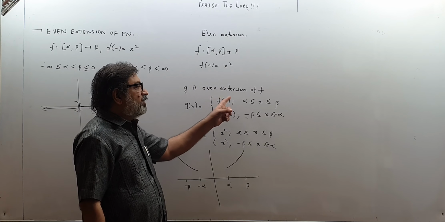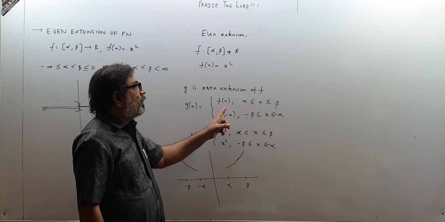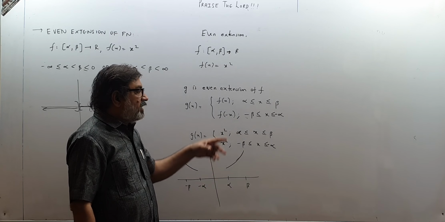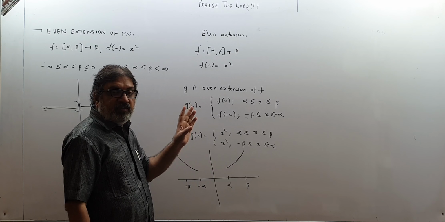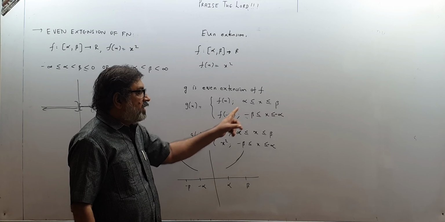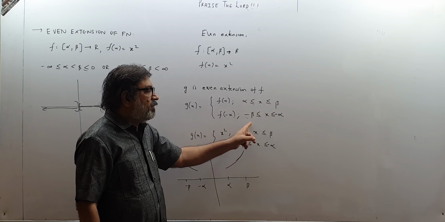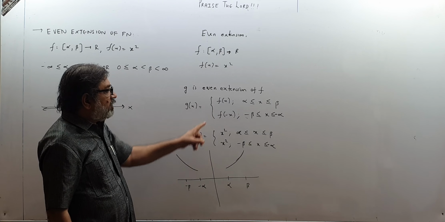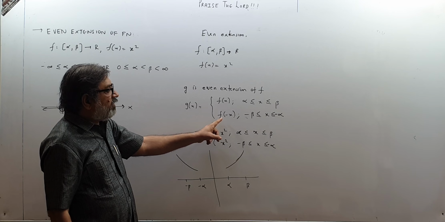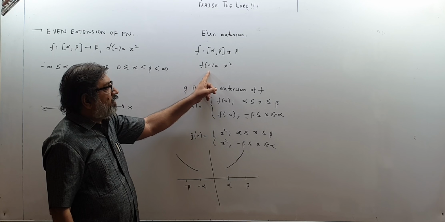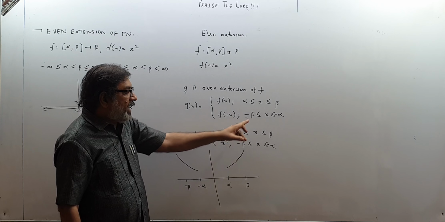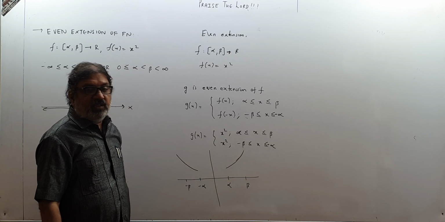So if g is the even extension of f, then g(x) will be f(x), where x lies between alpha and beta. And then if I want even extension, wherever there is x, I'll put minus x. So f of minus x, but x lies between minus beta and minus alpha. Now f(x) is x square, so g(x) will be x square, and f of minus x will be minus x whole square, which is x square, and x lies between minus beta and minus alpha. Like this we get.